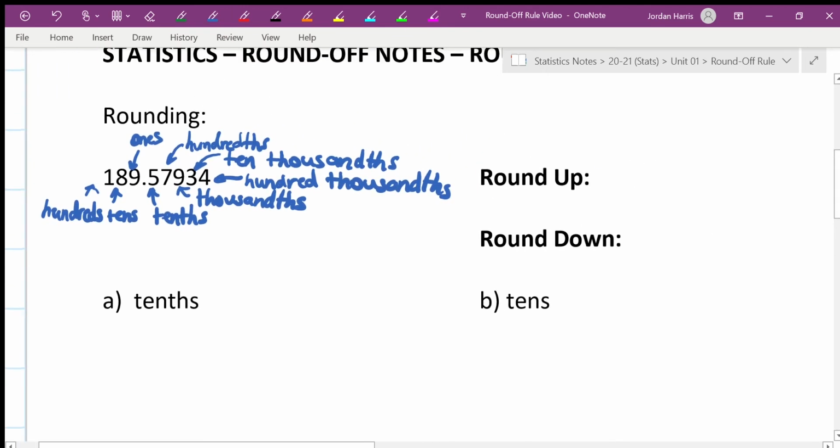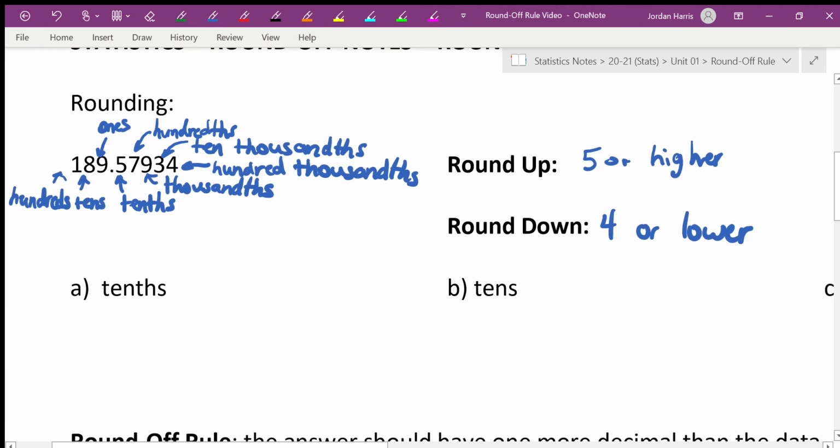So the rule is round up 5 or higher. Hopefully you know this rounding rule. Round down 4 or lower. Okay, so when we round, this is basic rounding here. This is not different from when you first learned rounding. When we round, we look at the next decimal place. So if I'm rounding to the tenths, I'm going to look at the hundredths, the next one. That's a 7. That means I need to round up to 189.6, because hundredths is 5 or higher.